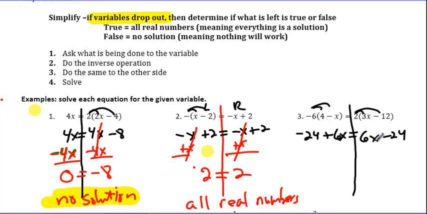Keep in mind, if you think you know how to do this, pause the video, try it on your own, and then watch the explanation and see if you get it right. If you got it right, that's awesome, good for you. If you didn't, make sure you copy down the correct work and try to find your mistake and learn from it.